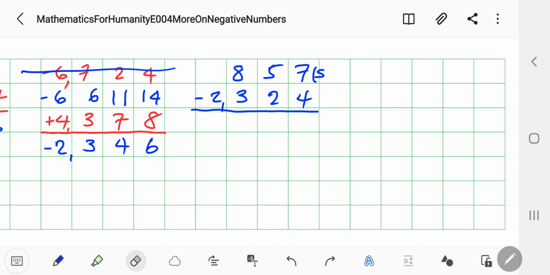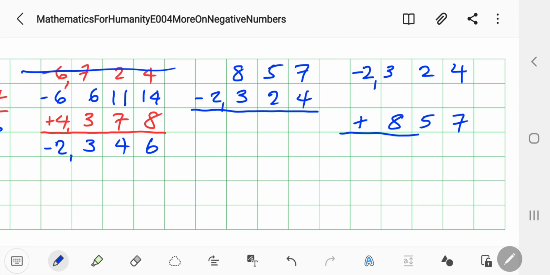So we can rewrite this as negative 2,324 plus 857 here. Okay, I missed it again. So this is plus 857.